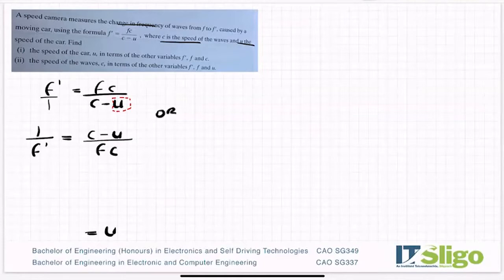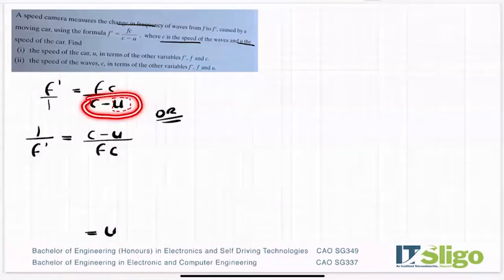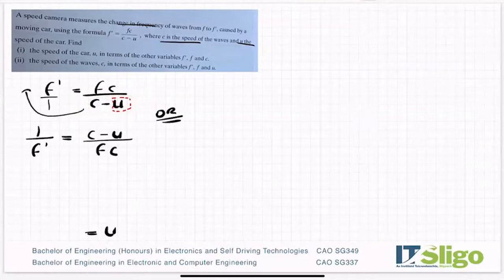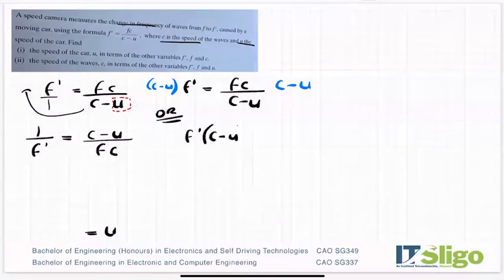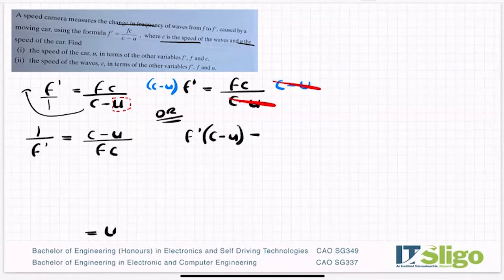Or you could have brought that over by multiplication. You'll end up bringing it up here as such. Let me explain that. You will have fc over c minus u. If you multiply both sides by c minus u, I'll do it in blue so you can see it, you'll have f dash times c minus u is equal to fc. So you could go about bringing that c minus u up to the top in any way you wanted.